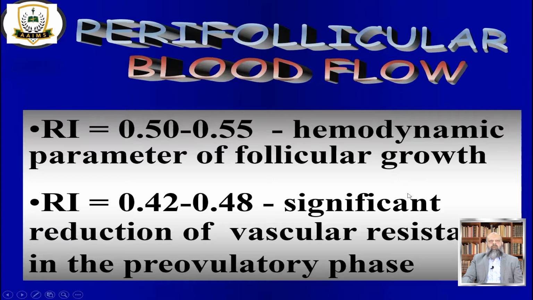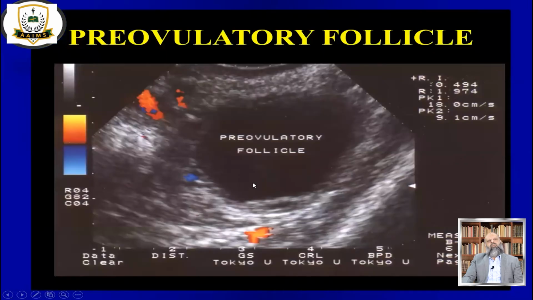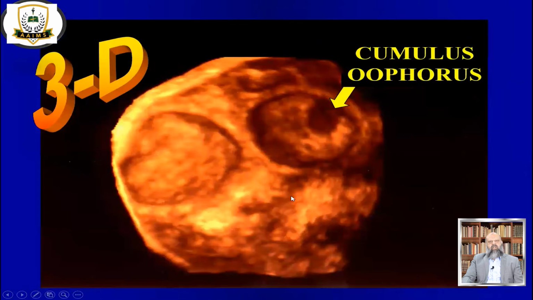The perifollicular blood flow is important. We assess its resistive index. If it is 0.50 to 0.55, it is the hemodynamic parameter of follicular growth. If it is 0.42 to 0.48, it is a significant reduction of the vascular resistance in the pre-ovulation phase. For the pre-ovulatory follicle, we assess the size, we look for the feeding vessel, and then we measure the resistive index.